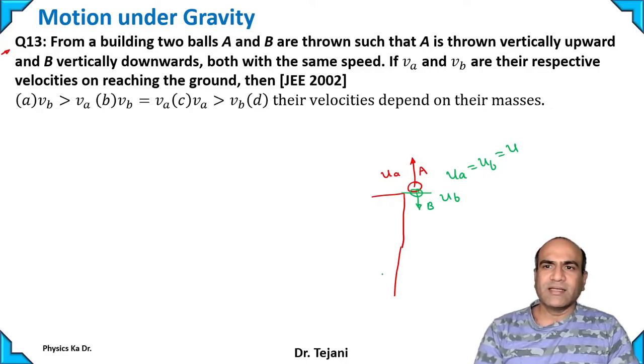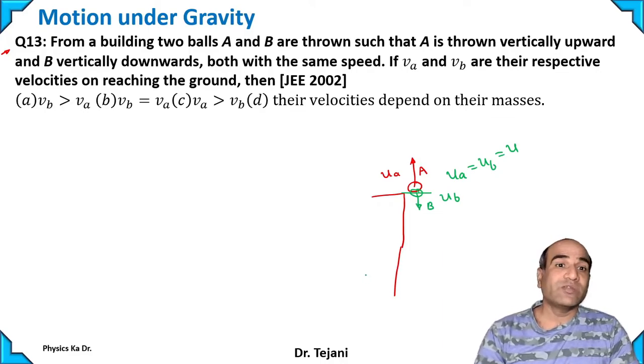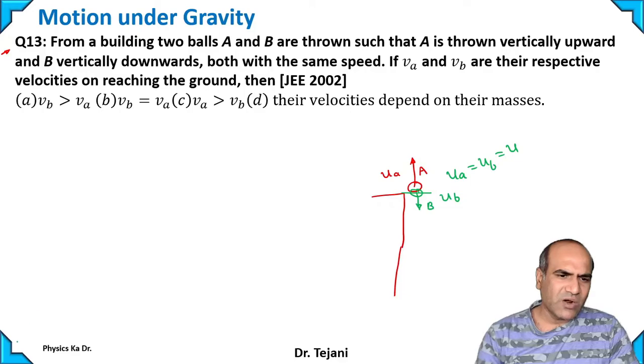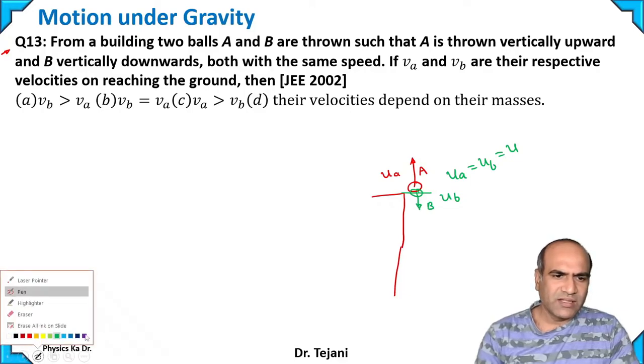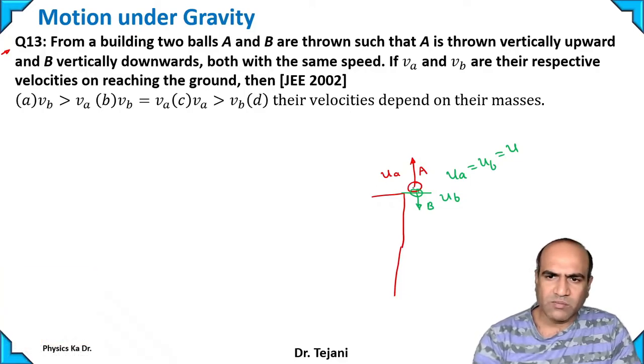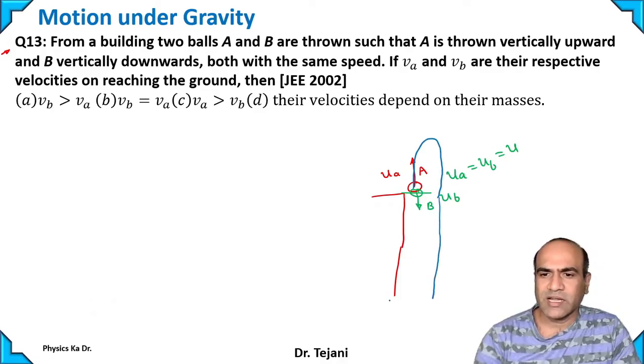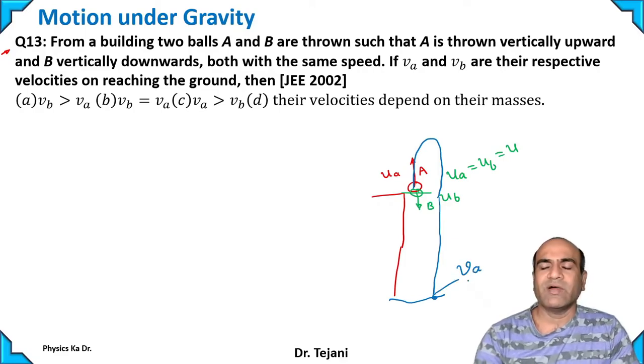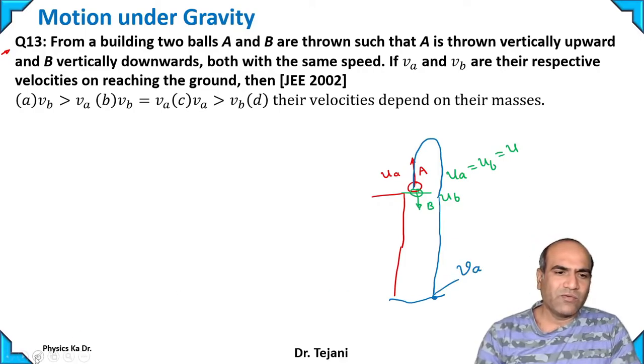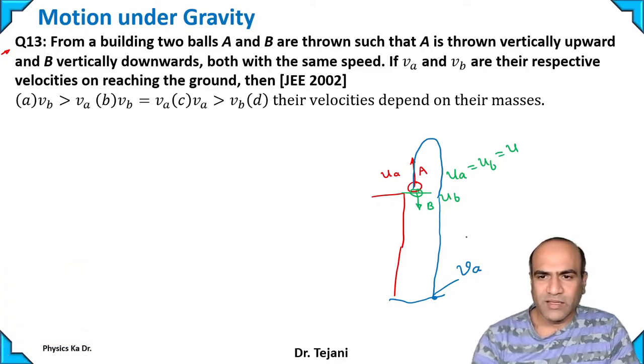Then what next? If vA and vB are their respective velocities on reaching the ground when the ball strikes the ground, so this ball moves in this direction, moving downward. This is the ground, and it strikes. So for that, vA is the final velocity, and for ball B, it is a direct shortcut, so it is taking vB.